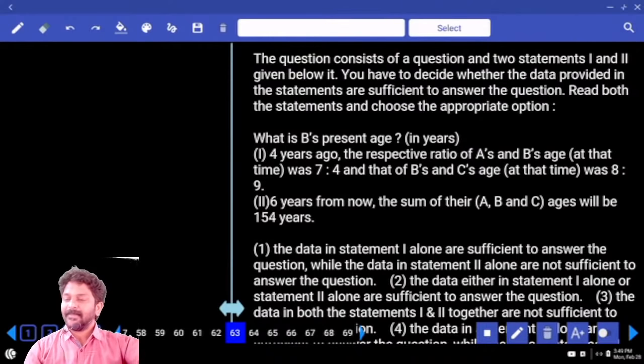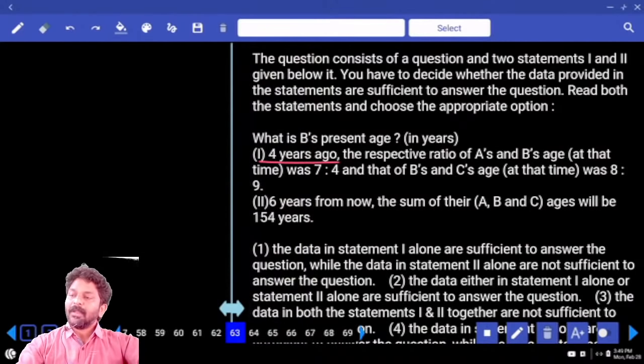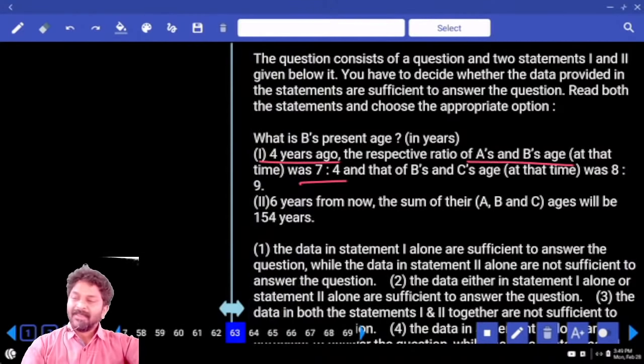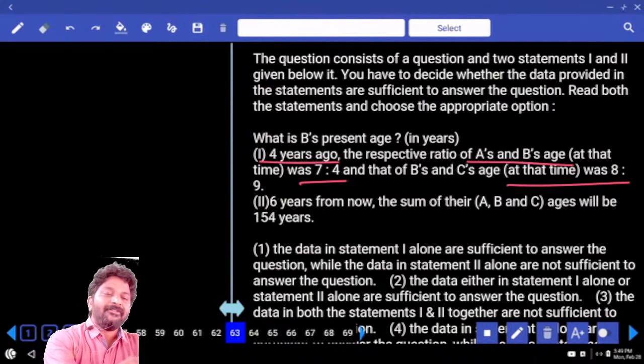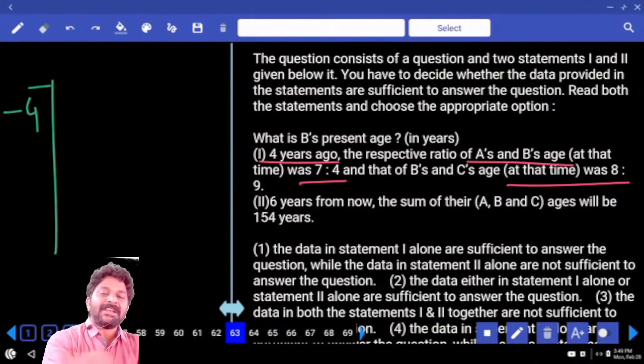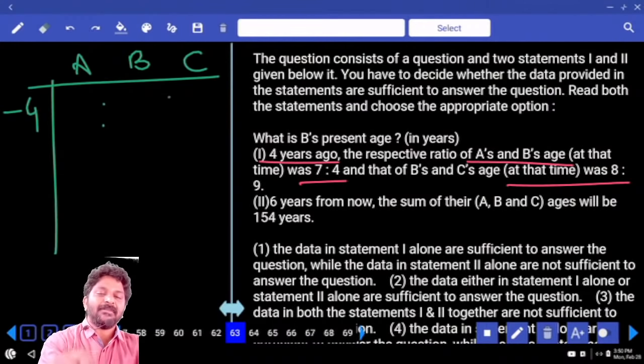Yes. What is B's percentage? 4 years ago, the respective ratio of A's age and B's age at that time was 7:4, and that of B and C was 8:9. So now 4 years back, AB ratio was there, BC ratio at that time, in the sense 4 years back. So using this information, we can just calculate 4 years back ratio between A, B, C. That's all, nothing more than that.